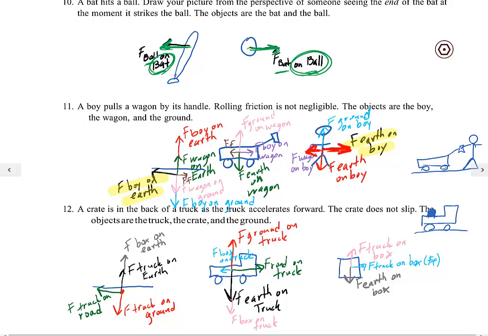Right? If I look at, let's say, just the wagon, those are the forces that determine whether it's accelerated or not. So the boy is pulling on the wagon, and friction is resisting. Well, if the boy pulls harder than friction resists, then the object accelerates.